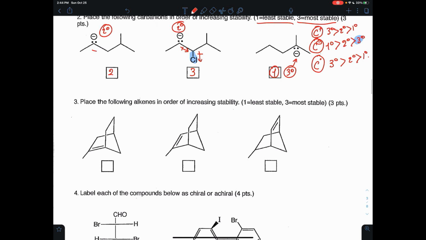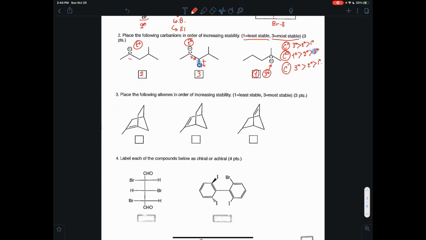So now place the following alkenes in order of increasing stability, from the least stable to the most stable. Before we start on this one, I would like to mention two things to know. The first thing is that when you're talking about stability of alkenes, the more substituted the alkene is, the more stable it is.